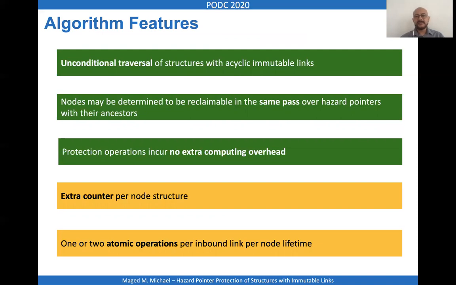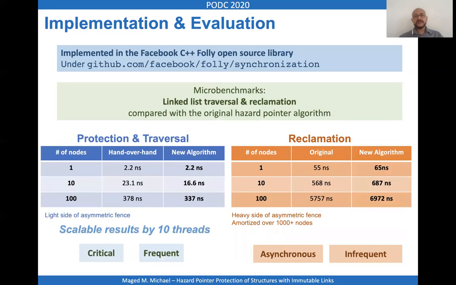It adds zero computing cost to protection operations, which are the common ones, the critical operations that we need to be careful about their performance. This is at the cost of adding a counter to each node that is capable of holding the number of inbound links. And we may be adding 1 or 2 atomic operations per inbound link per lifetime of each node. So this is implemented as part of the Facebook C++ open source library. You can find it on GitHub. It's part of the hazard pointer implementation.